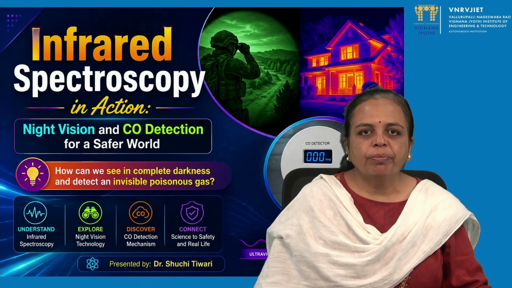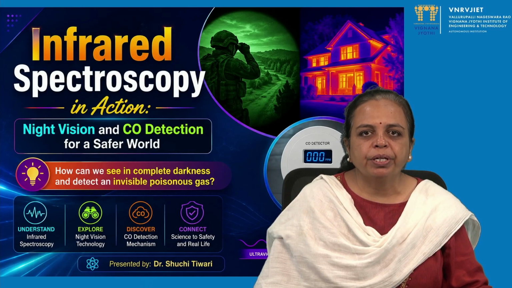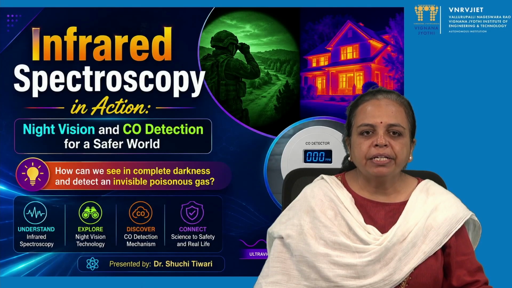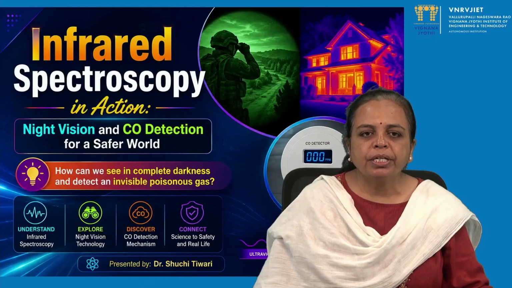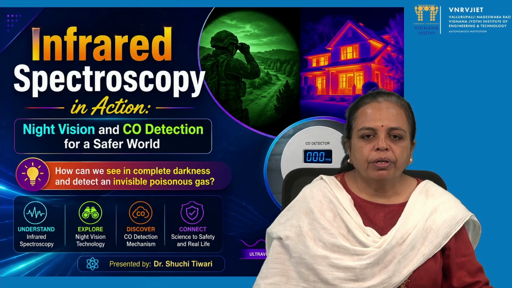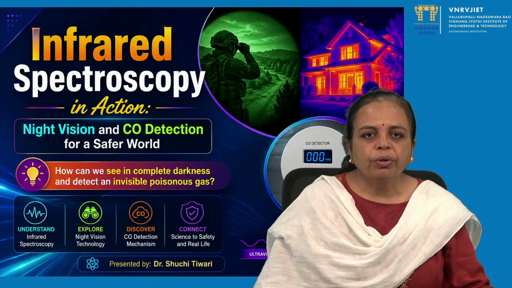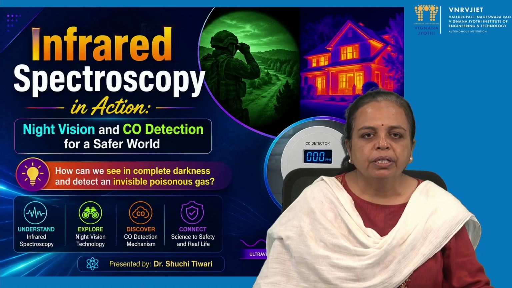Today, I'll discuss the topic called infrared spectroscopy and its applications. In the application, we can find night vision and carbon monoxide detection. So how does this come into infrared spectroscopy? If everything is dark, it is difficult for human eyes to see. For that reason, if anything is in the dark and we are not able to see it, we have to use this technique called infrared spectroscopy.